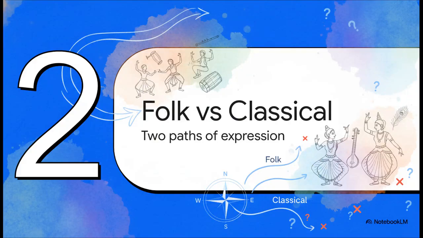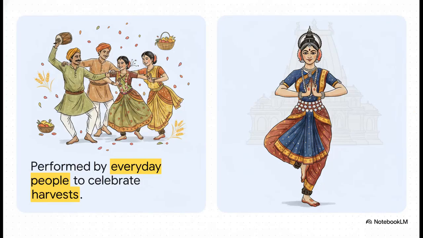Moving on to Section 2. Folk versus classical dances. 2 vibrant paths of expression. To really get a handle on this cultural compass, we need to draw a clear line between the 2 main categories. First up, folk dances. These are spontaneous, community-driven events performed by everyday men and women to celebrate harvests and life milestones. Basically, everyday people just celebrating life.